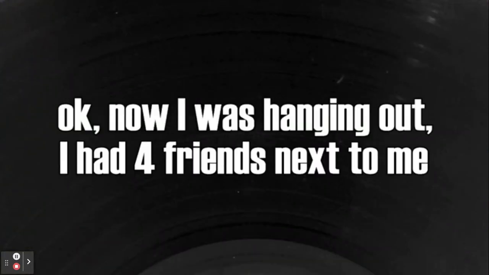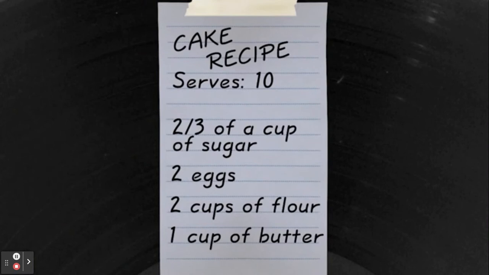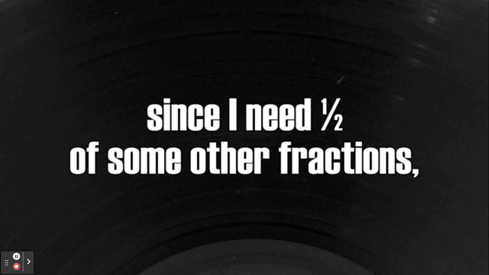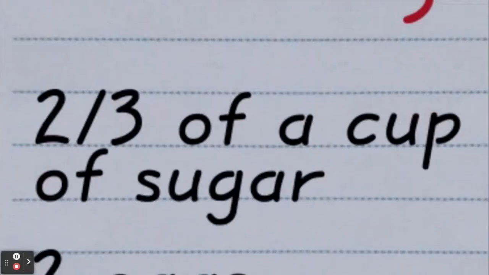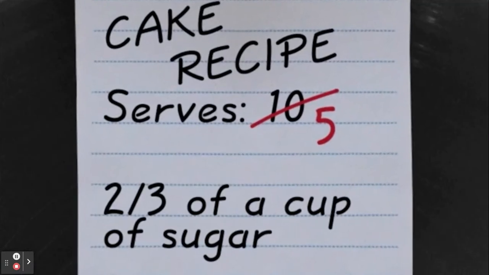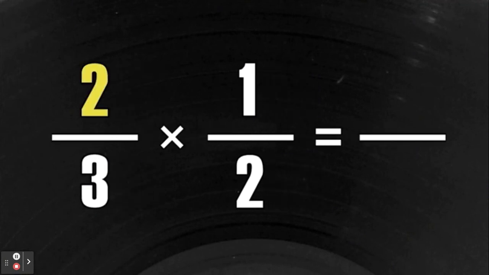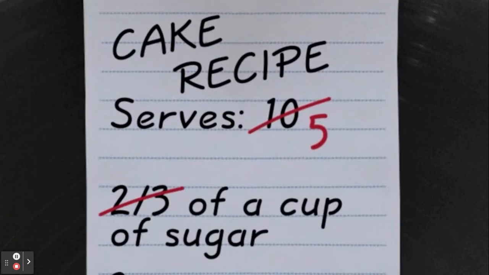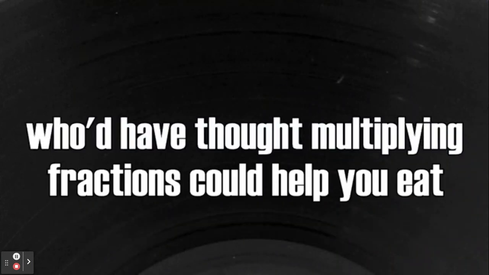Okay, now I was hanging out, I had 4 friends next to me. One of them hands me a cake recipe. Let me see. Uh-oh, it serves 10, but I'm only serving 5. What should I do then? Since I need 1/2 of some other fractions, that means multiplication is the action. The original calls for 2/3 of a cup of sugar. Here's what we do first. Multiply 2/3 times 1/2. I'm sure by now that you know how to do the math. That's 2 times 1 over 3 times 2. Gives you 2 over 6, you know what to do. Simplify that, you're left with 1/3. Now you can bake the cake and make sure that it tastes good and it's not too sweet. Who'd have thought multiplying fractions can help you eat?